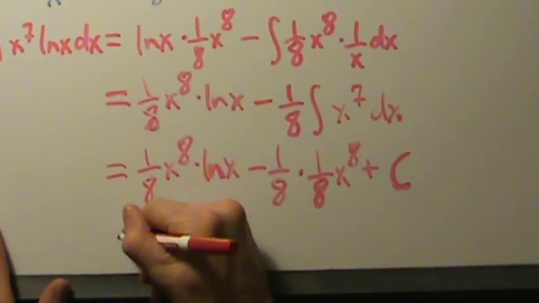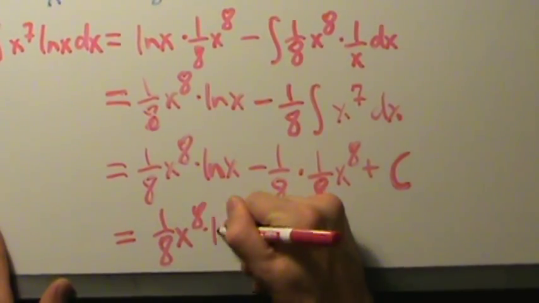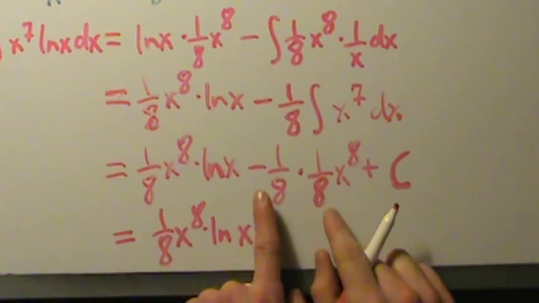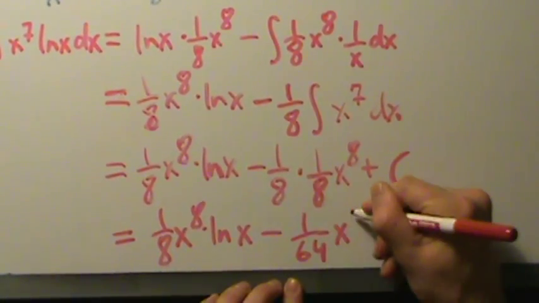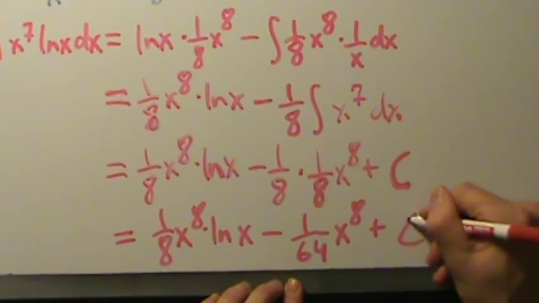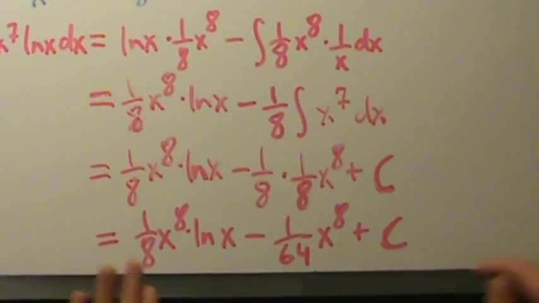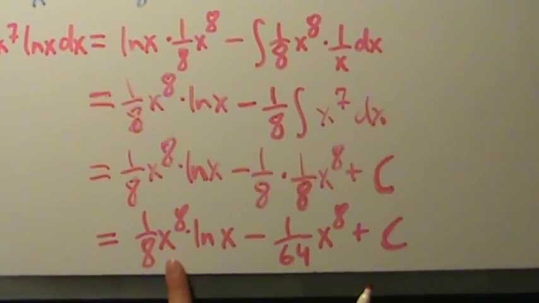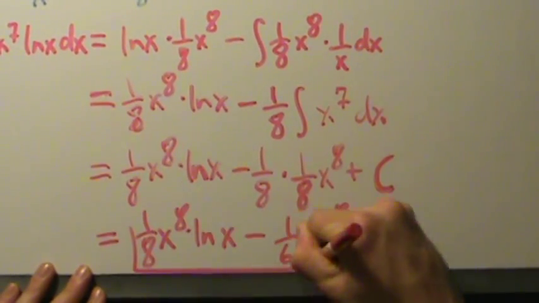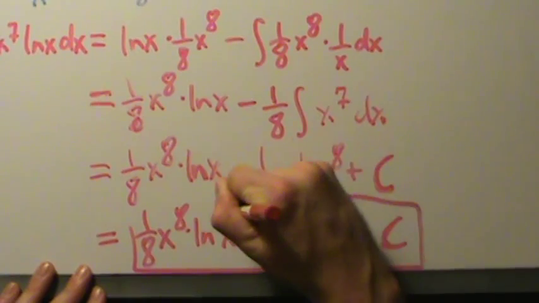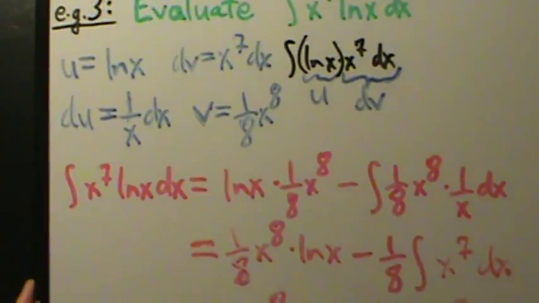So let's simplify one final step here. This is 1/8 x to the 8th times the natural log of x minus 1/8 times 1/8, which is 1/64, times x to the 8th, and then the plus c is still there. There are other ways of expressing this answer. We could factor out a 1/8 and an x to the 8th, but there's really no need to do that. This would be the answer here: the integral of x to the 7th times the natural log of x dx.